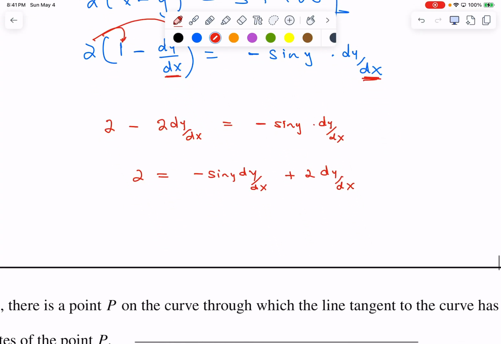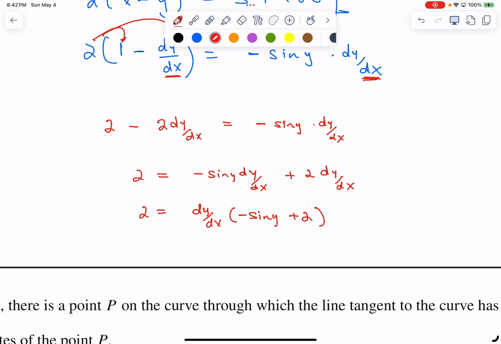Now, why did you get the dy dx to one side? This is the crux move. So you can take the dy dx. Now you do what you wanted to do, Jade. Now you want to factor it out. Now you take the dy dx out. So you get dy dx times negative sine y plus 2. Now, have you got the dy dx by itself? Now do what, Bjorn?